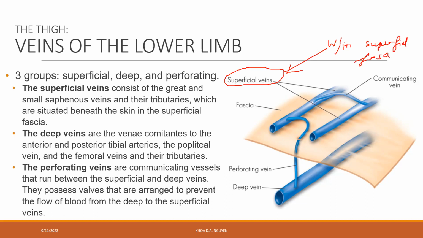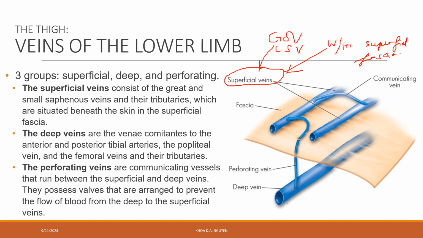What does that mean? Remember when we talked about the superficial fascia of the thigh, and how this is a loose connective tissue and there's a whole bunch of fat in it? It's basically the hypodermis of the skin. Yes, these superficial veins are the ones that run within that fatty layer, the superficial fascia. There are 2 main superficial veins that you need to know: the great saphenous vein, as well as the lesser saphenous vein. Those 2 you need to know.